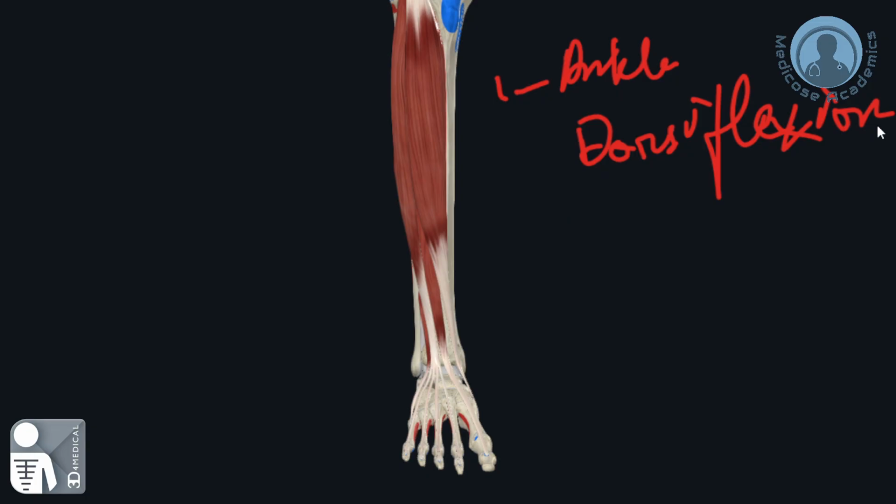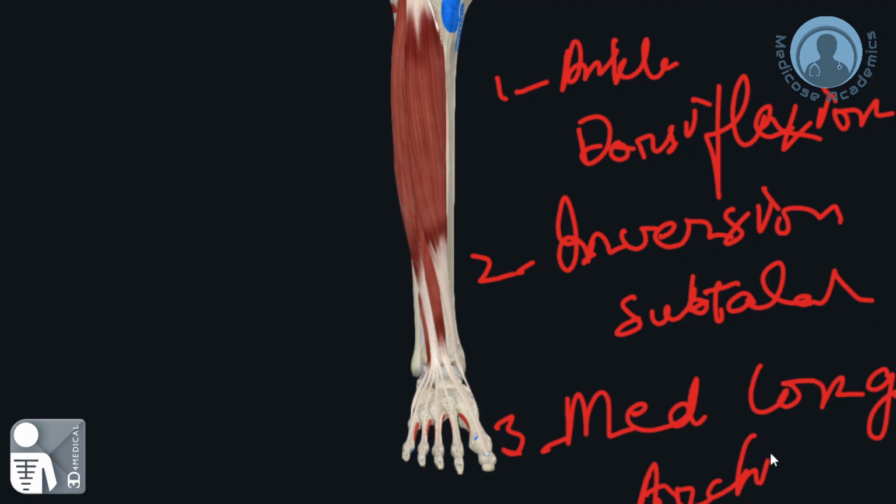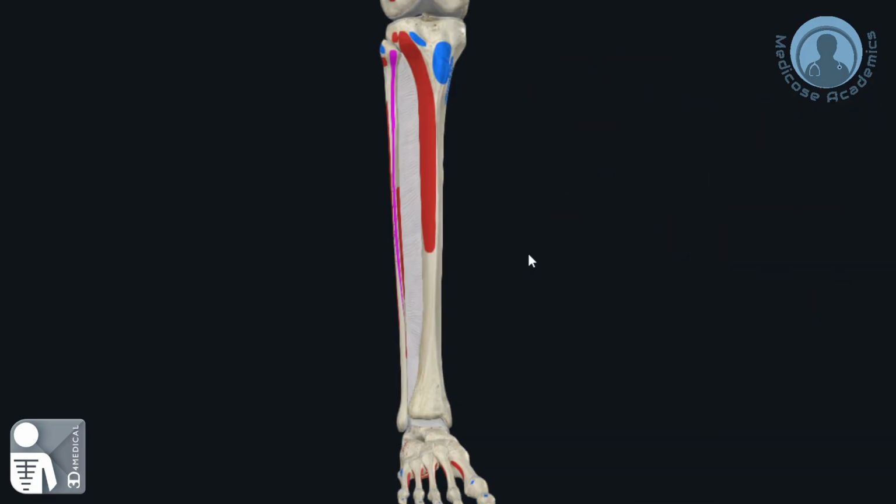Ankle dorsiflexion, inversion at the subtalar joint and talocalcaneonavicular joint, and the maintenance of the medial longitudinal arch. And this muscle, along with all the muscles of the extensor compartment, is supplied by the deep peroneal nerve. Okay, then let us move on to the next muscle, that is extensor hallucis longus.